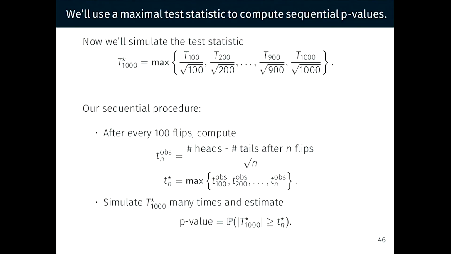So what I'm going to be able to do is after every 100 flips, I compute this standardized number of heads minus number of tails. This is for n is 100, and then n is 200. And then at each n, I compute the maximum of all these standardized test statistics I've seen so far. That's my little T star. And now I can simulate this big T star, the maximum over all 10 looks, simulate that many times to compute a p-value just like before.